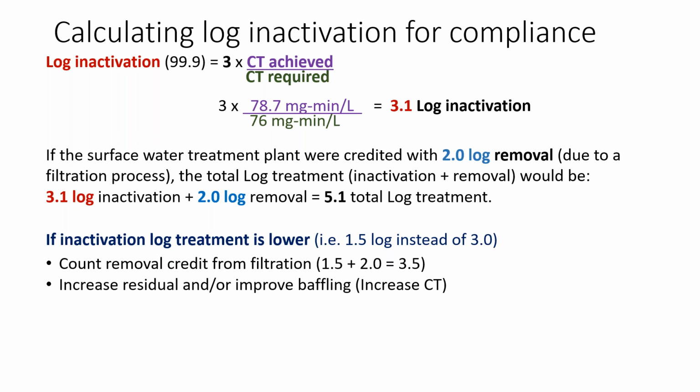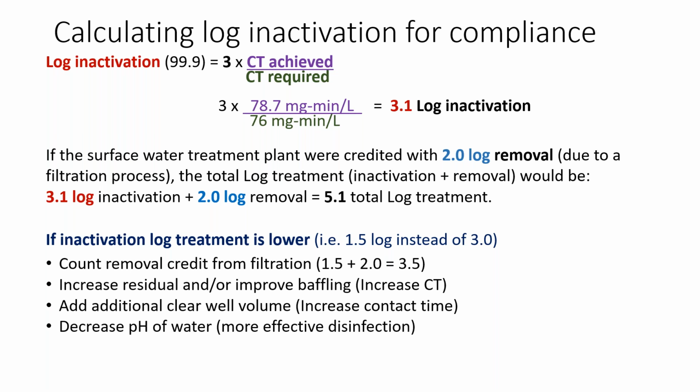If you needed to increase that, the ways that you would increase it would be either increasing the residual, improving the baffling, or adding additional clear well volume, like we did. You could also decrease the pH of water. If you had a higher pH, decreasing that pH of water actually reduces the CT value that you need to achieve, and it makes disinfection more effective.